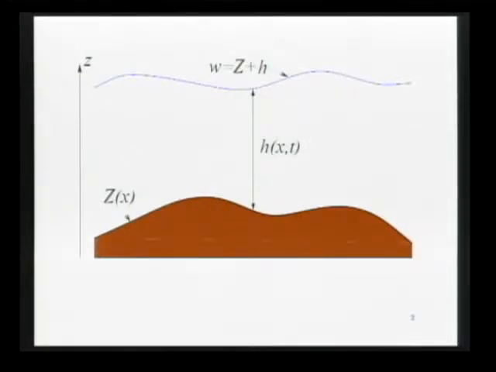So this is the setting, the simplest setting. I will talk about the simplest shallow water equations, and then I will start adding some terms that will make them a little more challenging. This is the bottom topography, which I denote by z of x. The depth is h, and the water surface is w, which is z plus h.